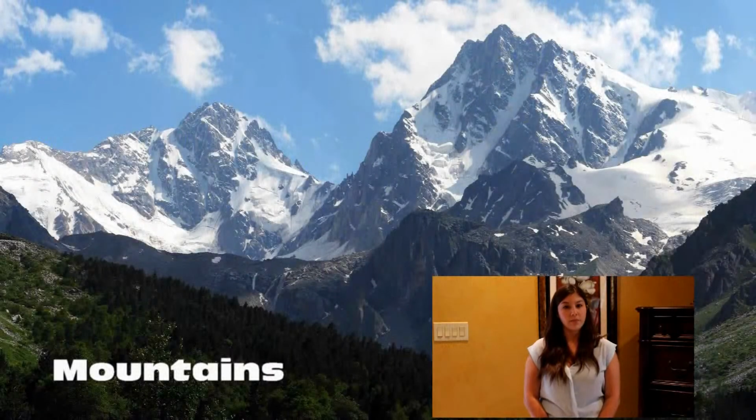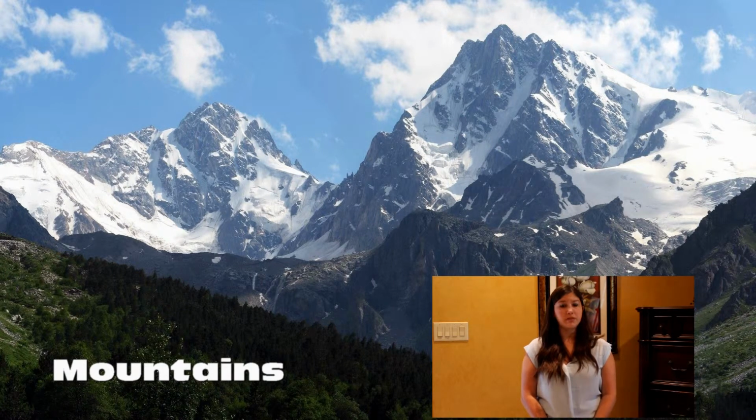Now let's talk about mountains. Mountains are large, natural rises that come out of the Earth's surface. As you can see in the picture, they're usually very steep and jagged, and they meet at a peak.